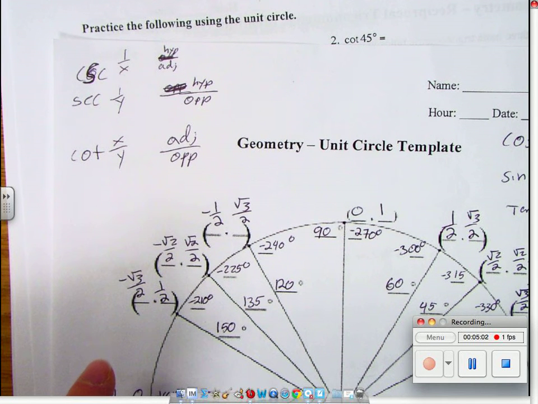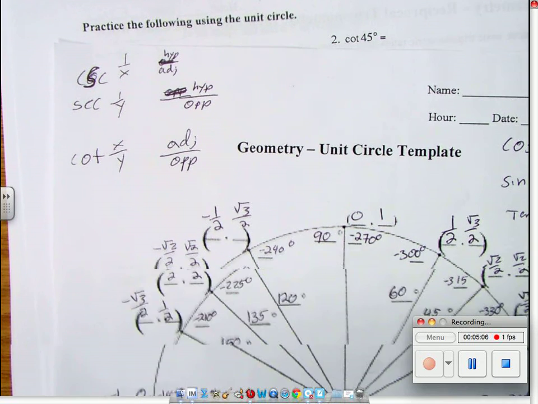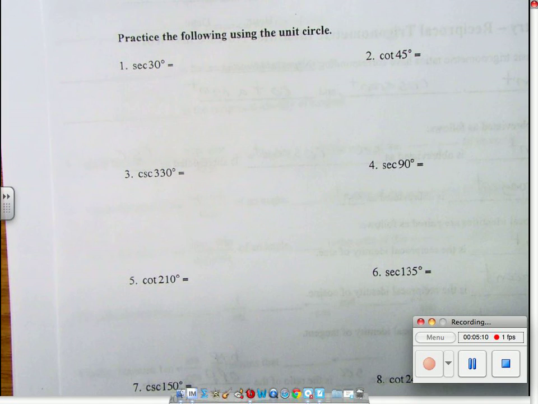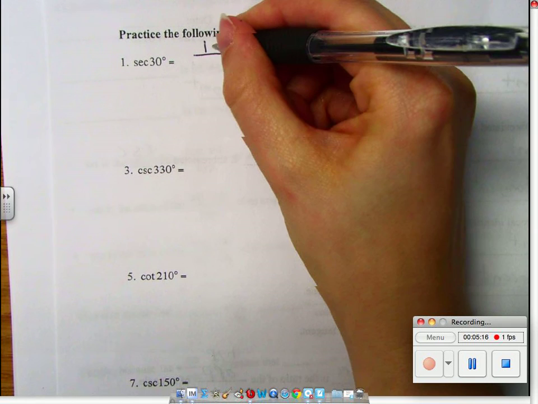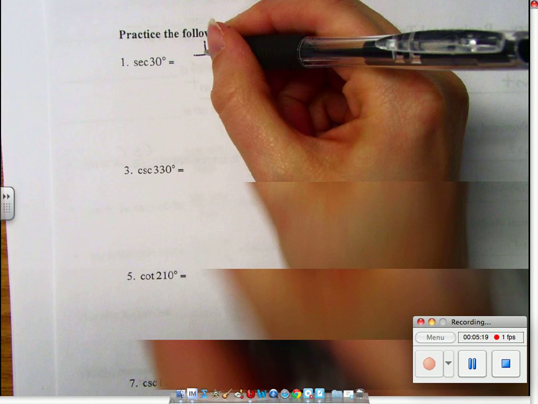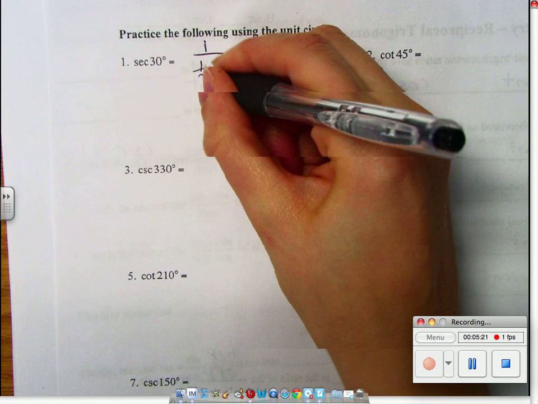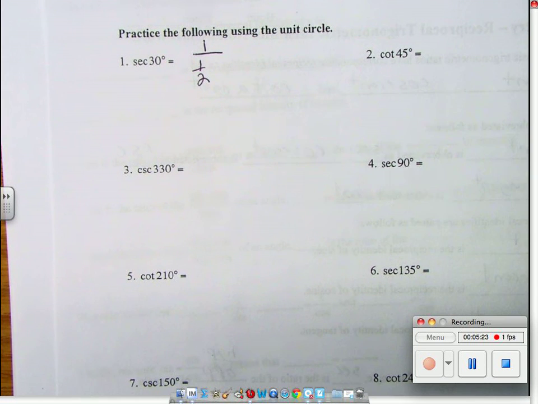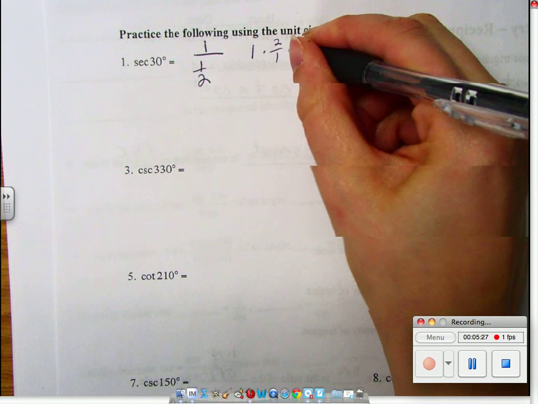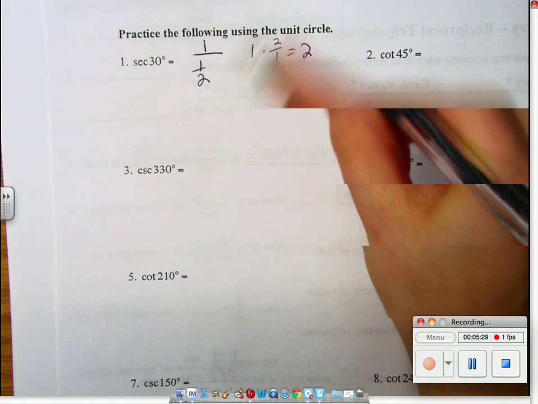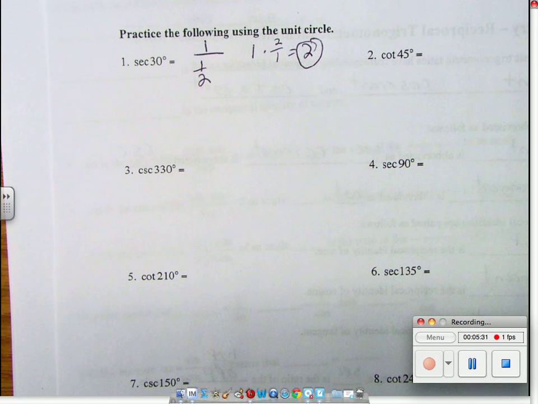Okay, now that we have those at the top of our paper, we're going to do some of these problems. We're going to start with the secant of 30. So secant, remember, is 1 over y, so I know I'm going to have a 1 over the y value for 30 degrees, which is 1/2. Well, you can't have a number over a fraction, so we're going to flip it. 1 times 2 over 1, giving us 2. Yep, that's it.